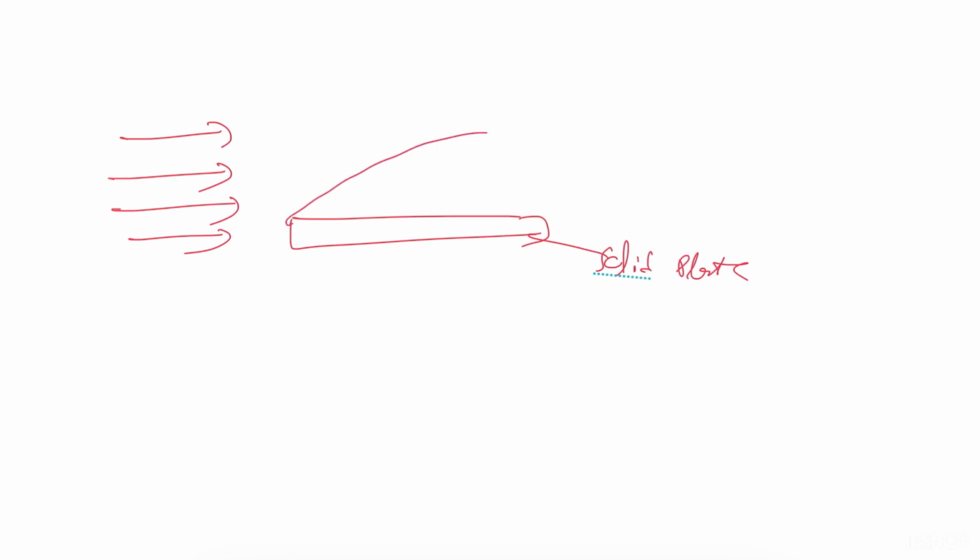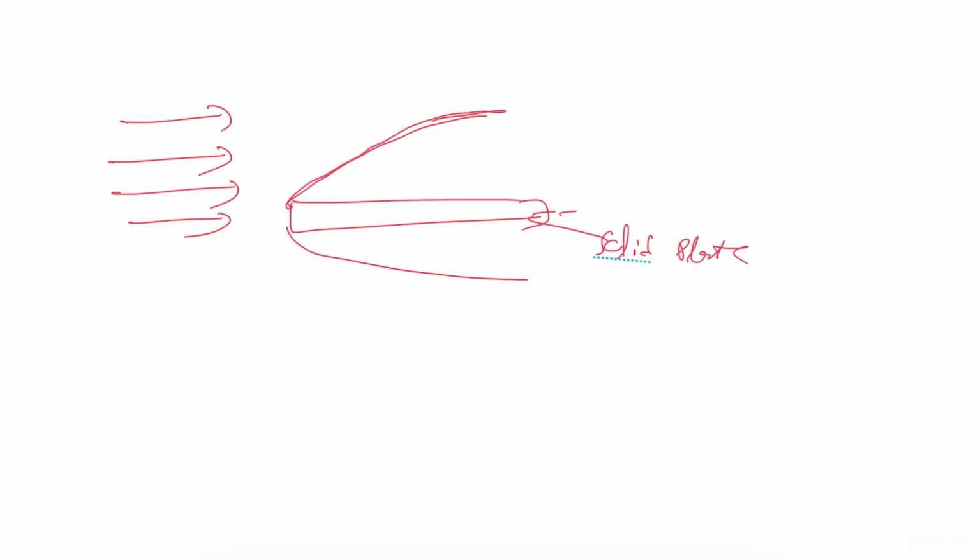This is the free stream velocity. This is a stationary solid plate. A thin layer of boundary is formed in the vicinity of this solid plate. This is boundary layer formation. There is a velocity gradient inside the boundary layer.